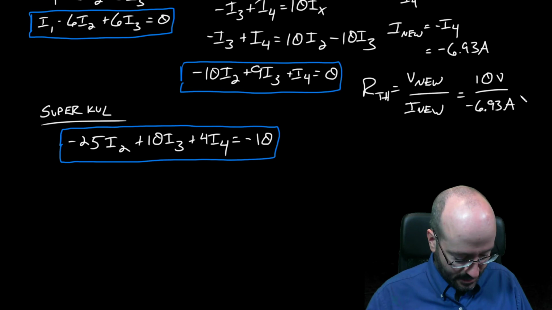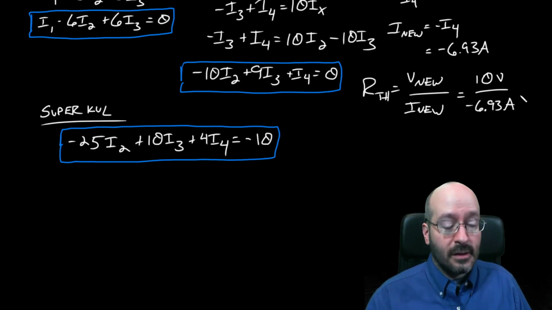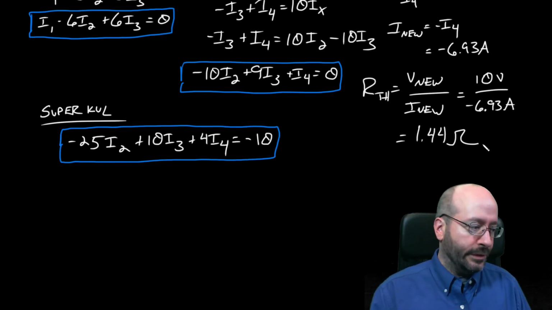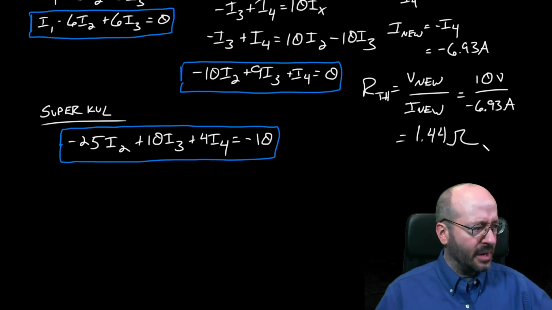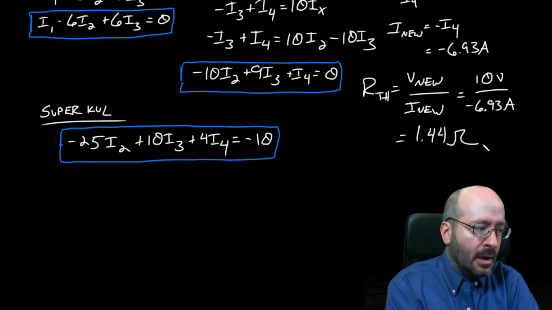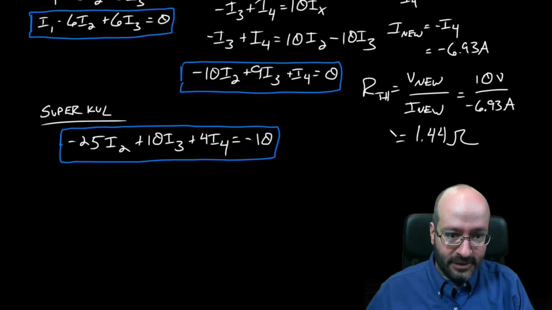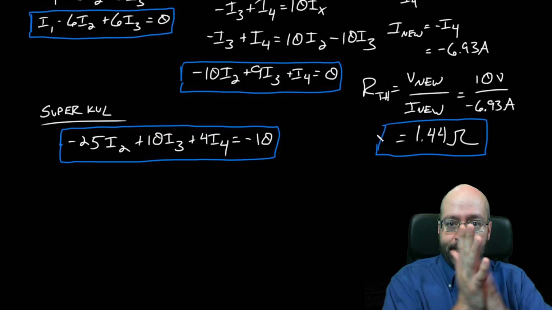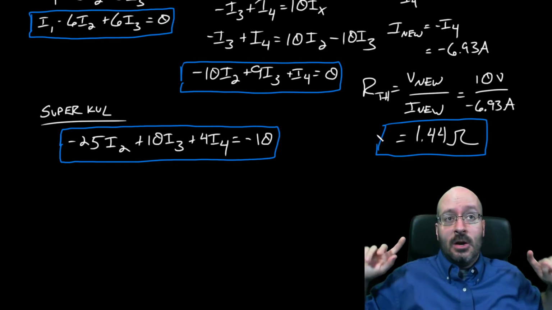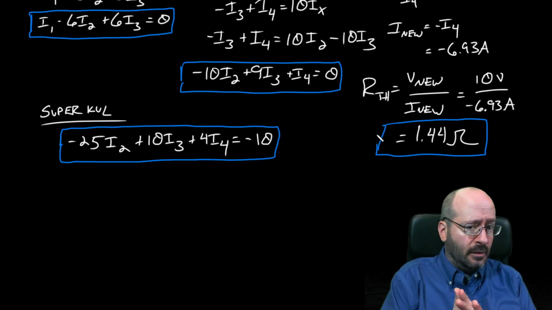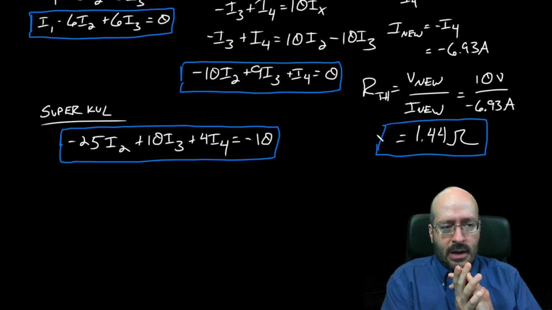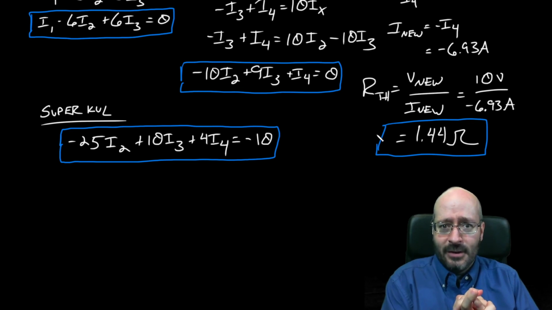And let's see, 10 divided by negative 6.93, and that's going to give us, taking the absolute value, 1.44 ohms. It'd be fun if we could actually hook this one up. That'd be great. But there's your Thevenin resistance. You have to use method 3, and goofy things can happen. I think I've given you examples of every method of finding our Thevenin. This is going to come in real handy when we go learn Norton.